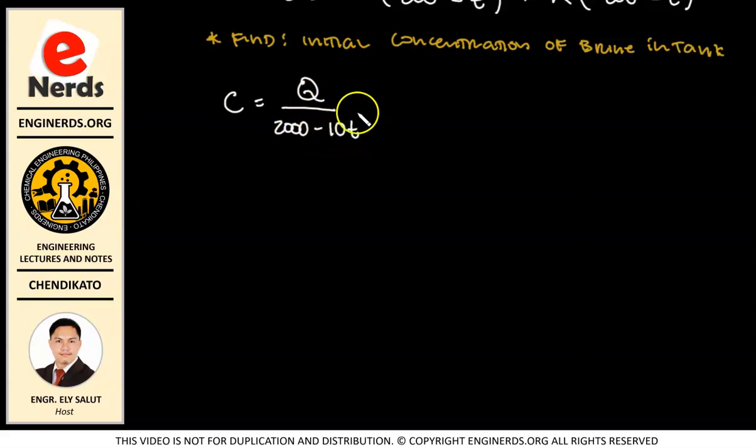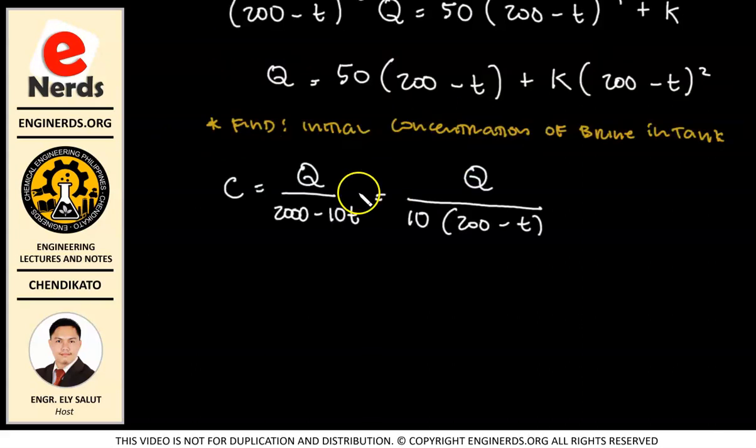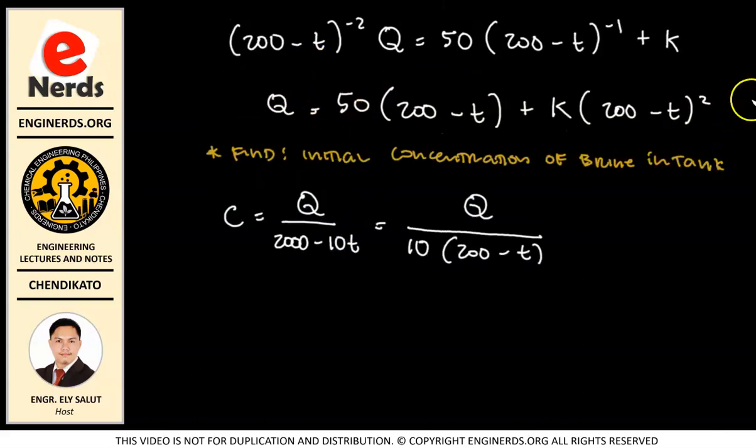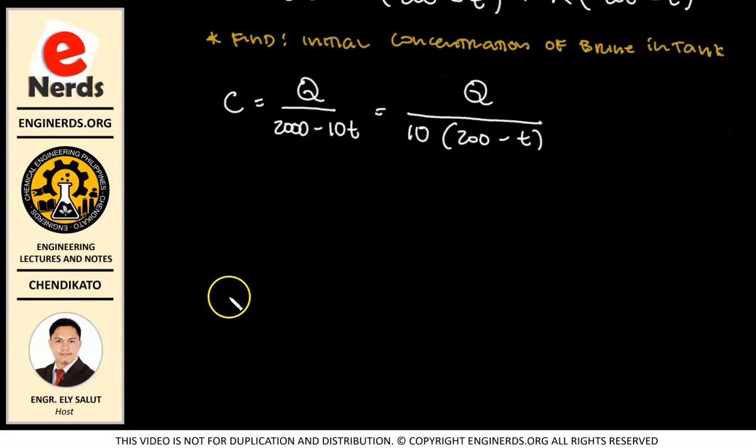But again, this is divisible by 10. So let us simplify that. We have Q over 10 times 200 minus T. Okay, so we just factor out the 10. And then we know our Q, no? We have our equation of Q right here. I'm going to substitute that.